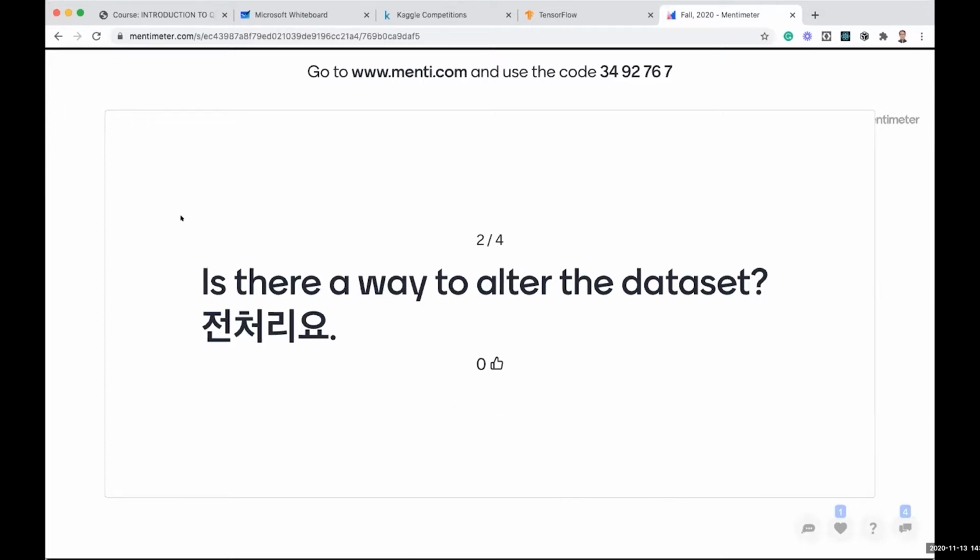But since our given data set is all continuous variables, you don't need any special pre-processing like the text processing or the one hot encoding. The normalization is one of the pre-processing techniques.